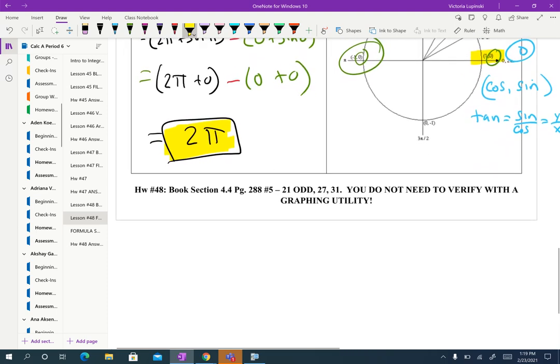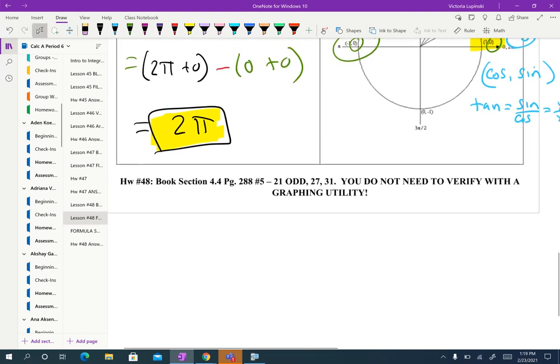So you are now equipped to go ahead and do homework number 48. This is in the book, section 4.4. You're going to go ahead and do those problems. Each of those is a definite integral. So each of your answers should be a number. Please make sure that you show your work and use your calculator carefully. And just so you know, the problem says you should verify your answer with a graphing utility. You do not need to do that. I am confident that you are going to do it right algebraically, so no need to do that second step.